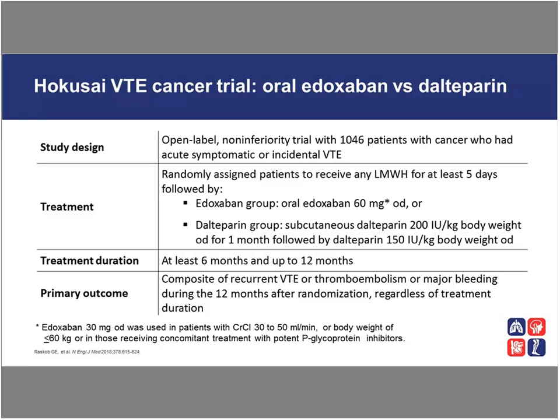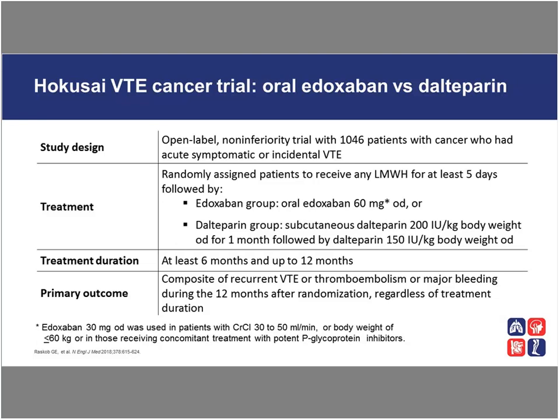There's a note here for edoxaban. There was a reduced dose of 30 milligrams that can be used in patients with creatinine clearances of 30 to 50 mils per minute, or body weight of less than 60 kilos, or those receiving concomitant treatment with potent P-glycoprotein inhibitors, which are medications impacting on the P-glycoprotein gut transporter, which can then impact on the absorption of edoxaban.